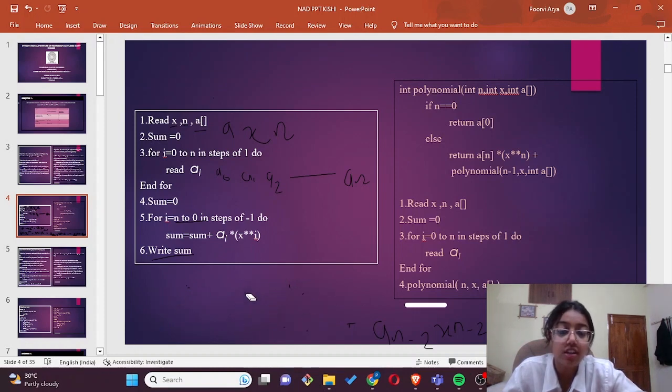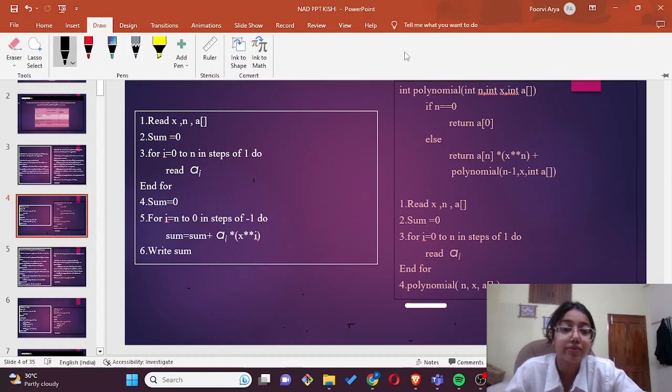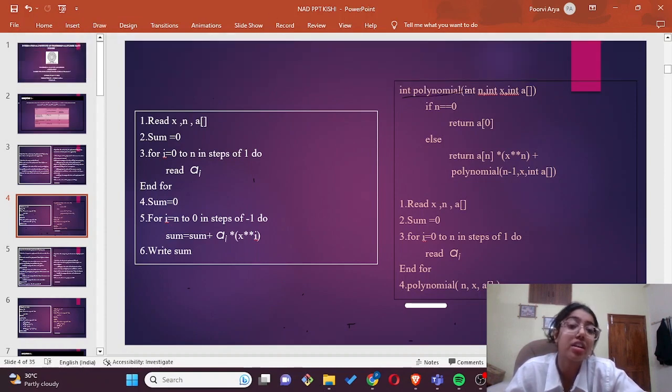Let's move on to second method, that is recursive method. Recursive method and iterative method gives the same result, but the only difference here is we use function recursively. We create a function here, int polynomial, and we take values of int n, int x, and a. We take the values of n, x and a.